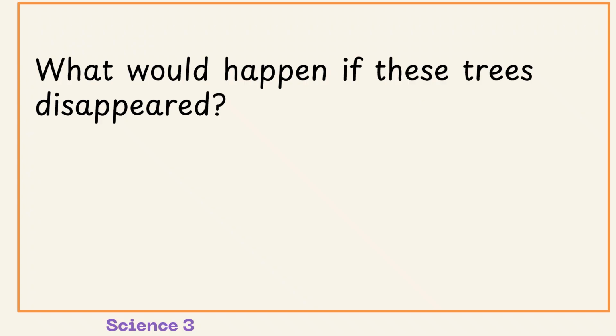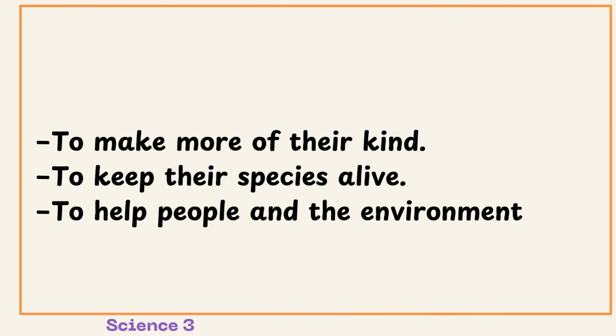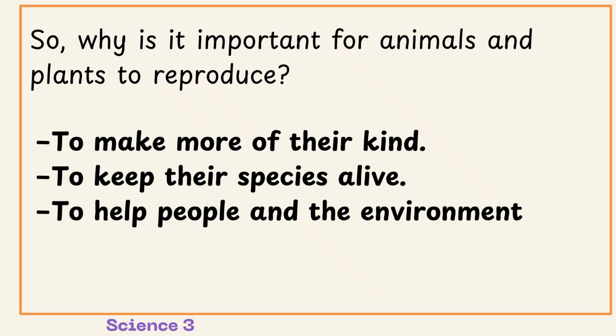What would happen if this tree disappeared? We wouldn't have fruits to eat or trees for shade. So why is it important for animals and plants to reproduce? To make more of their kind, to keep their species alive, to help people and the environment.